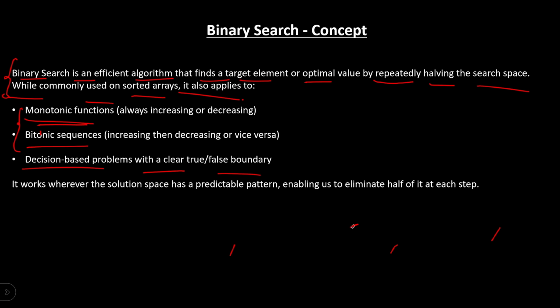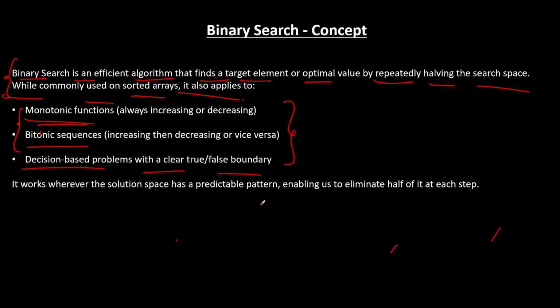Then come the bitonic sequences. Bitonic sequences are basically where first it goes in an increasing manner, then it goes in a decreasing manner, and then it goes in an increasing manner, right? Or it goes vice versa. It is decreasing, then it goes increasing, this way. These are the sequences I have given you. And decision based problems with clear true false boundaries are basically where you have a range and you get a value. Is it equal to the number which we are going to find or not? Then in that case we use this decision based problem. This is just a format of the sequence which you get, in which you can clearly figure out whether you have to use binary search or not.